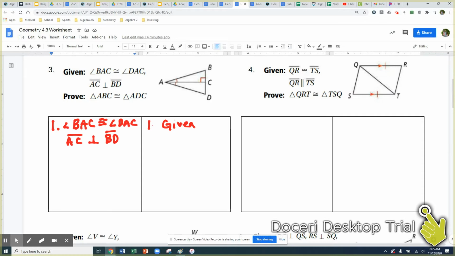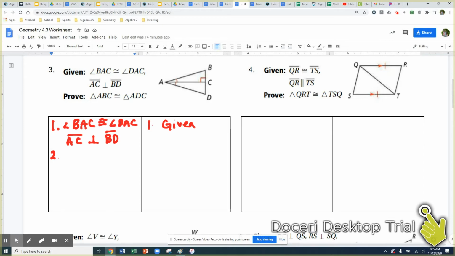Now, as far as proofs go, the next step that you're looking for is you're looking to prove on your triangles something that you don't need markings to prove is true. Those two things are what's called the reflexive property, which we discussed very briefly in chapter 2, and now in chapter 4 we're going to use it a ton.